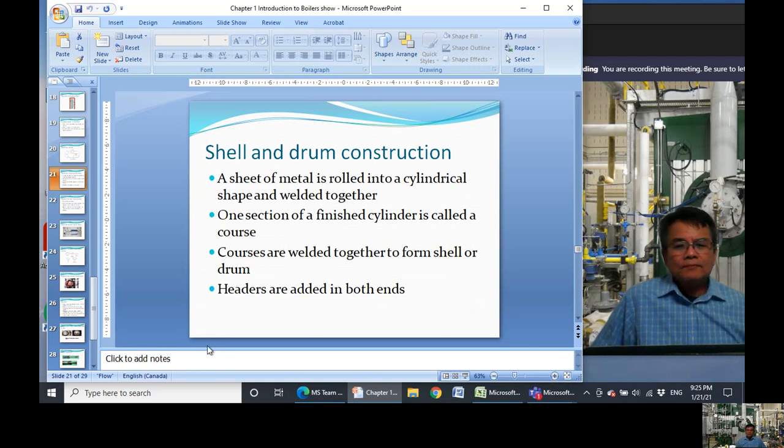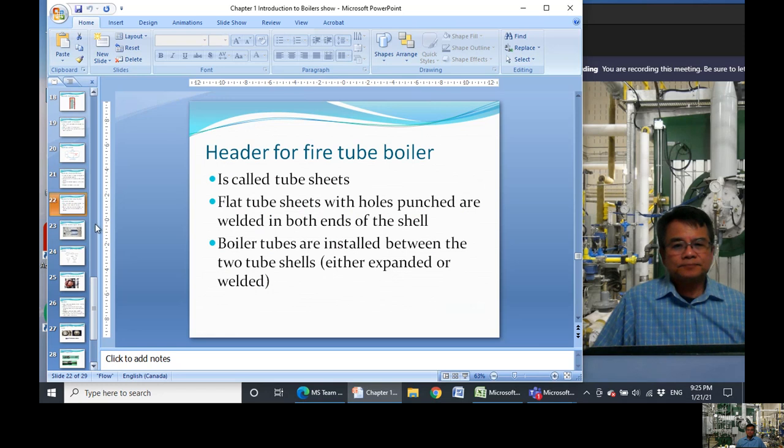Now, so if this one is long, one cylinder is called a course, okay? And the courses welded together form the shell or the drum. In the case of the fire tube boiler shell, just put the tube sheet on both ends, put the tubes inside, you're done. Now, or if this one is a drum for the water to boil, that means you have to put the header cover on both ends.